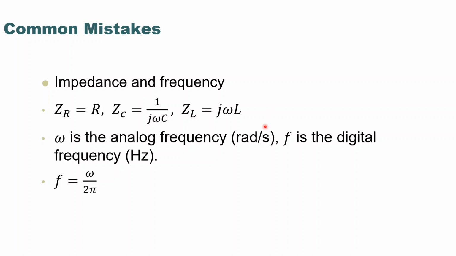We need to be careful that inside those equations we're using omega, which is the analog frequency, instead of digital frequency. I know the digital frequency maybe is more common and more intuitive because it indicates how many cycles are happening in 1 second. But when we're calculating those impedances, we're using the analog frequencies.